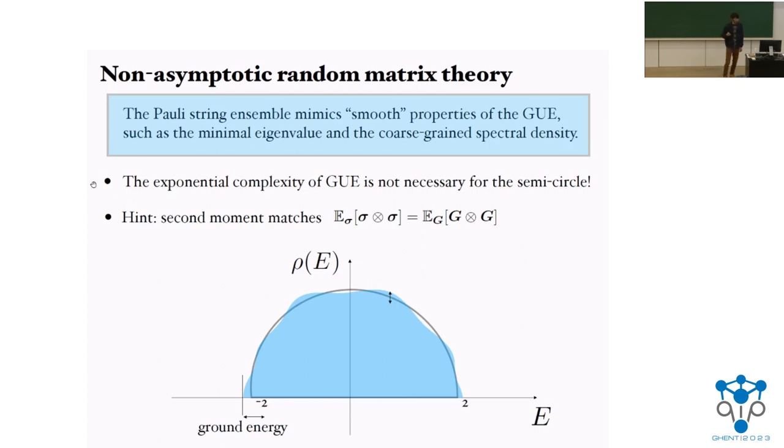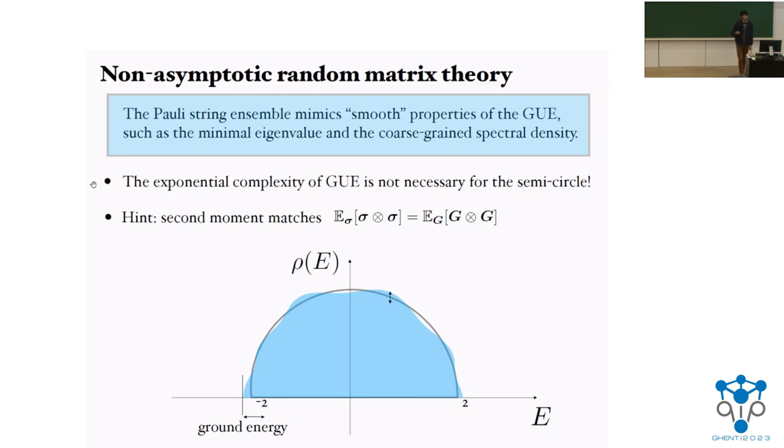Therefore, our entire technical argument boils down to the following statement. The Pauli string ensemble mimics smooth properties of the GUE. And these properties include the minimum eigenvalue and the coarse-grained spectral density. With these two properties, you can already conclude the algorithm's success fairly easily because there are a lot of states near the ground state. In other words, the exponential complexity of GUE is not necessary for the semicircle.